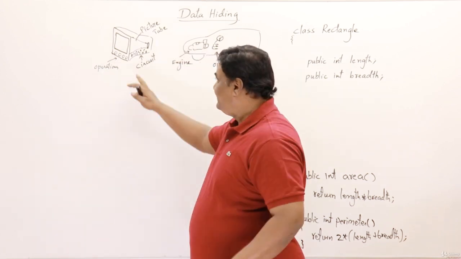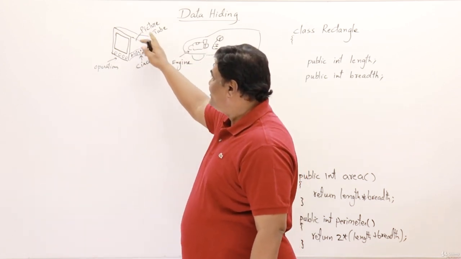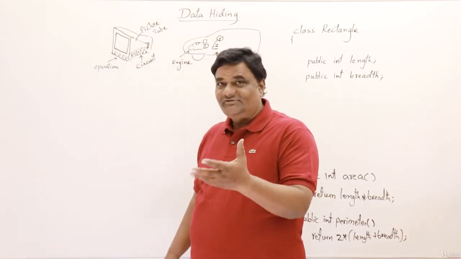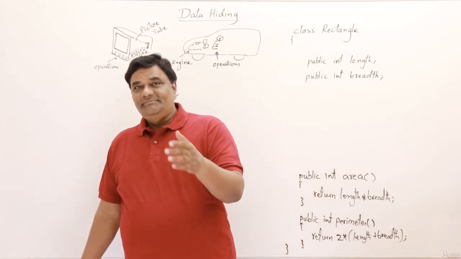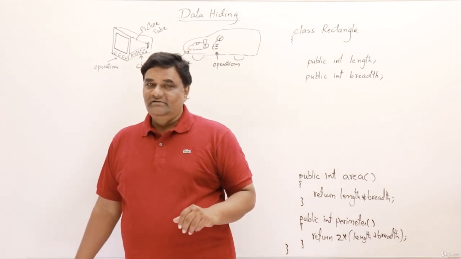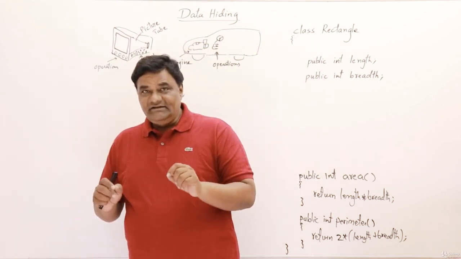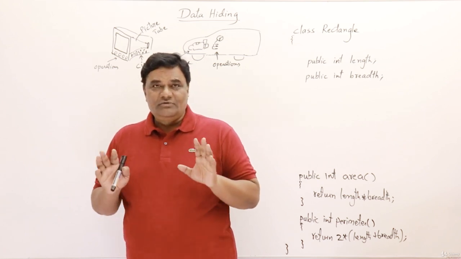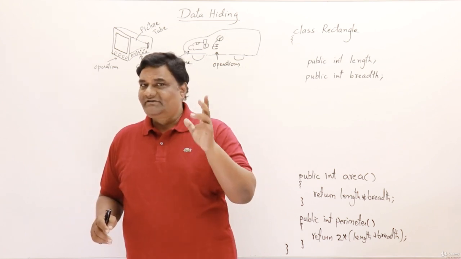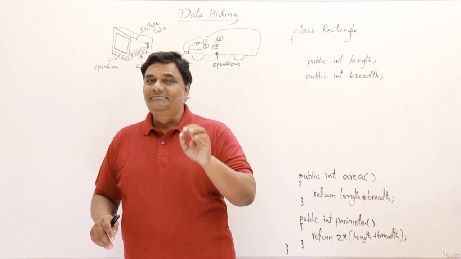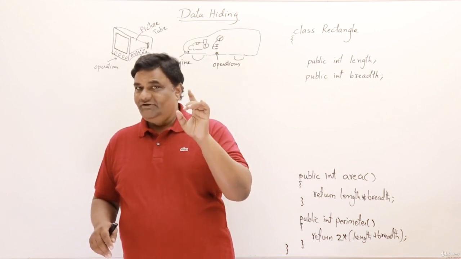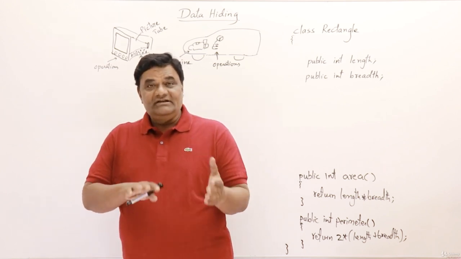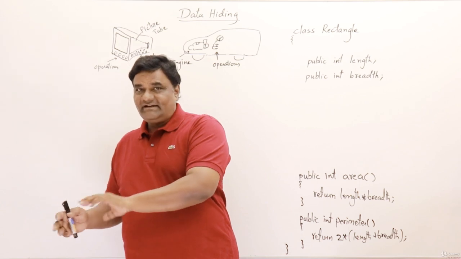Inside that television there is some circuitry and the picture tube. The actual operation is performed in the circuitry, and that is done by pressing a button. So as a user, we just press a button. If we want any operation, we use that operation, but where the actual operation is performed is inside.